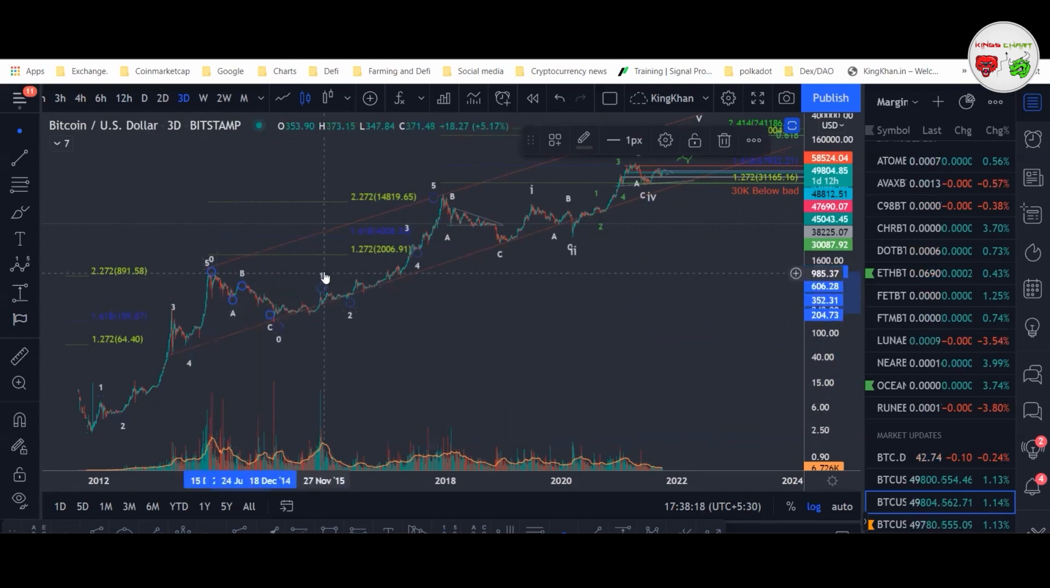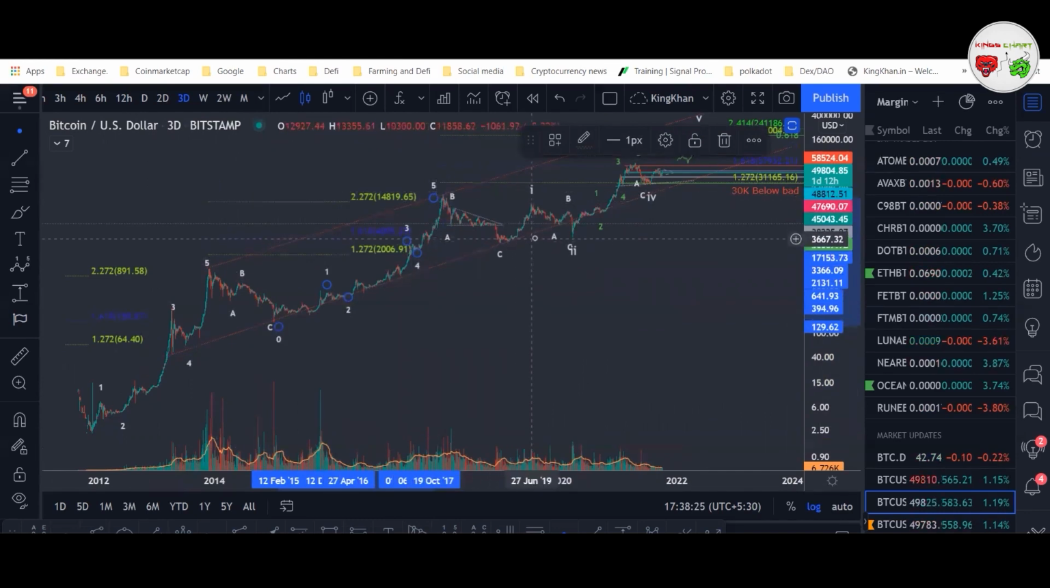Okay, then again you can see here the first wave, second wave, third wave, fourth wave, fifth wave. We are already riding from here, so it's following our count. From now, you can see the third wave always hits 1.618 and 1.272, which means the fourth wave target, then a blow-off around 2.272 here, same like here.